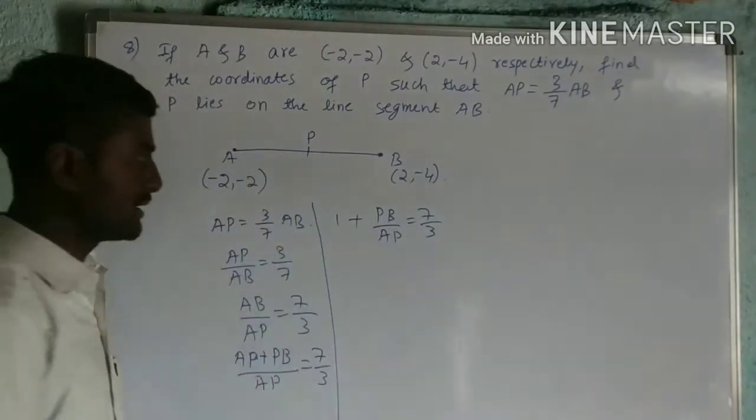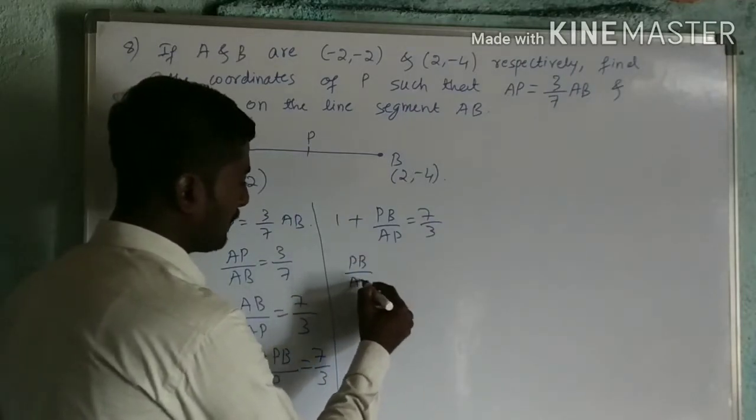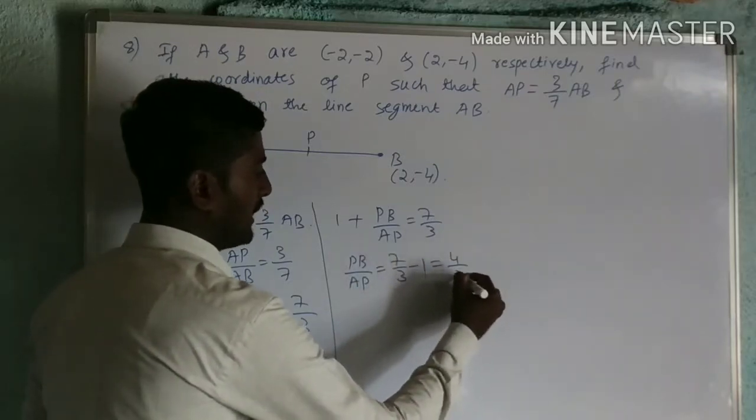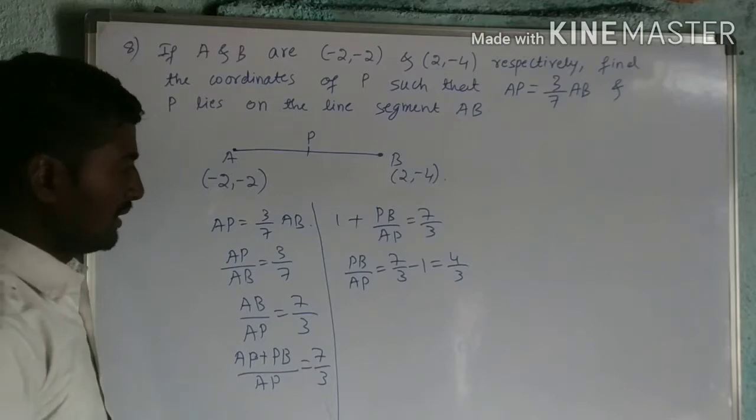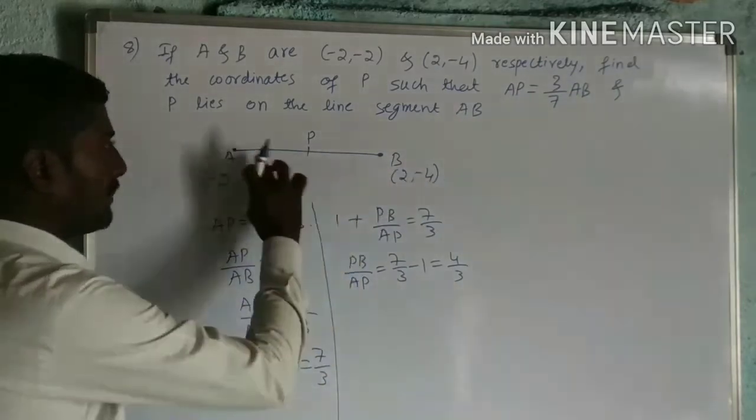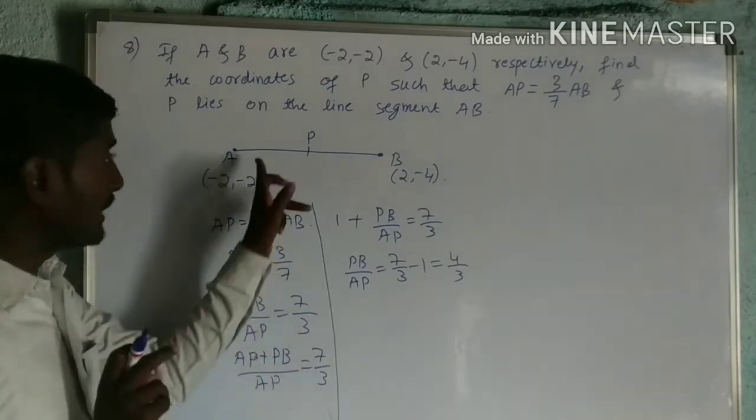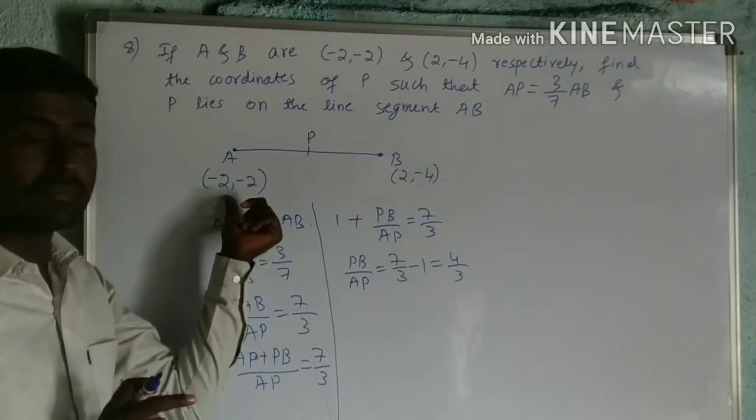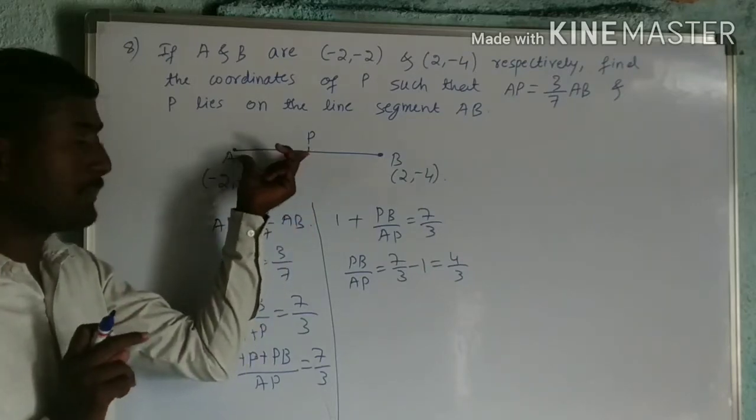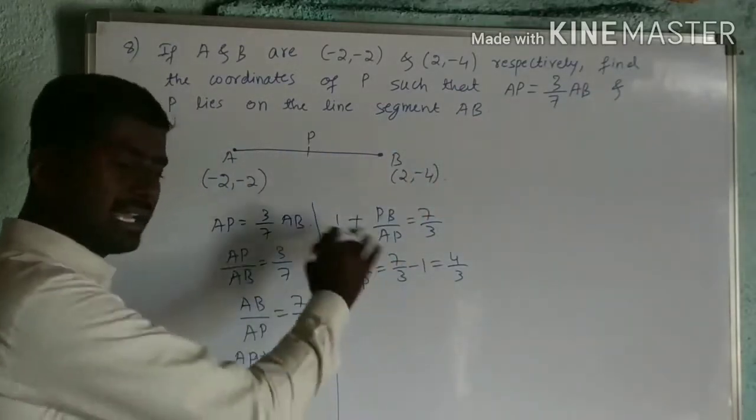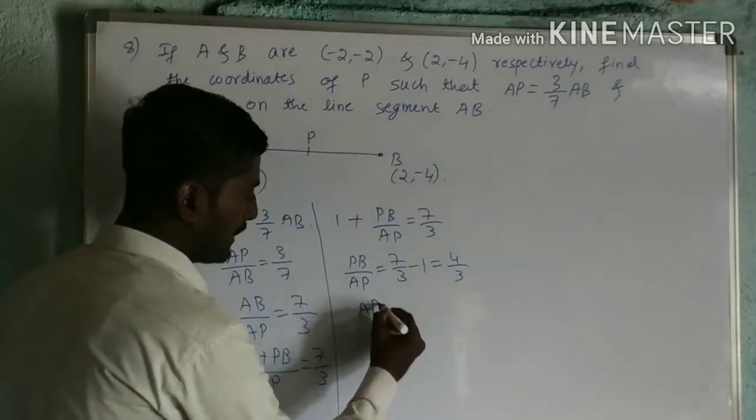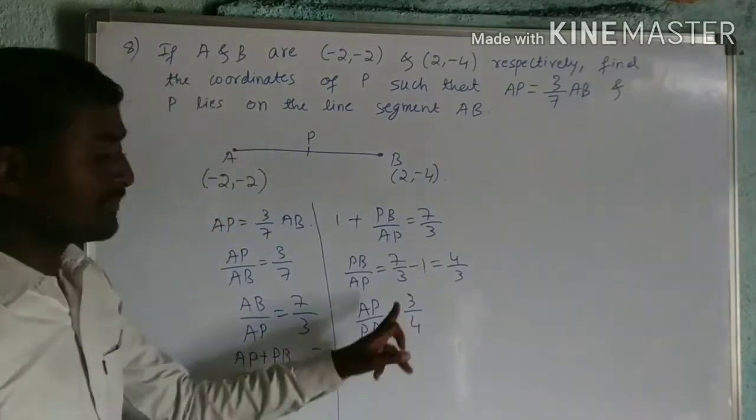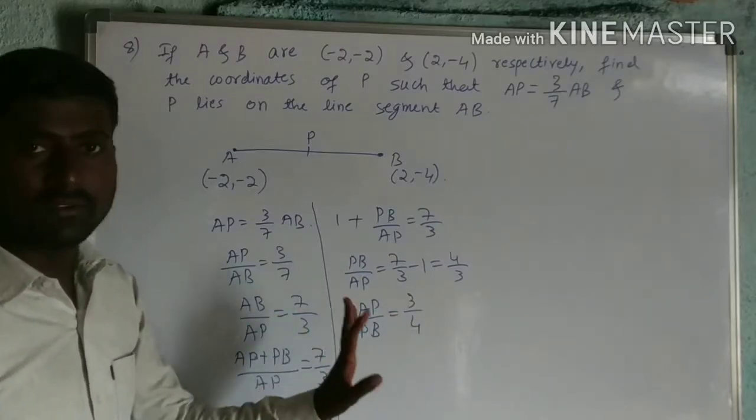Now I'll take this 1 to the right. PB divided by AP is equal to 7/3 minus 1. This is equal to 4 divided by 3, 7 minus 3 that is. Now PB by AP you are getting, but I want the ratio AP by PB, not PB by AP. The first point I have taken as x1, y1, so there must be M1. AP by PB: for that, again I will take the reciprocal. That will be AP divided by PB is equal to 3 divided by 4. It means M1 by M2 is equal to 3 divided by 4.